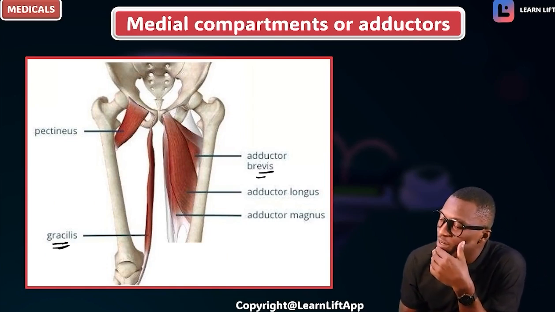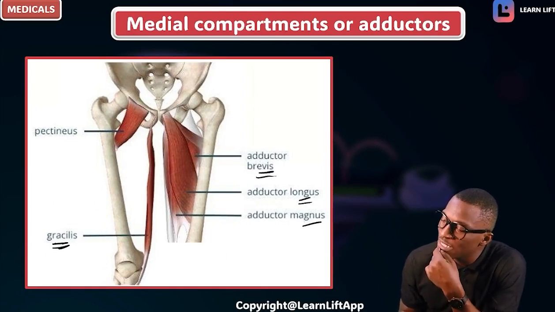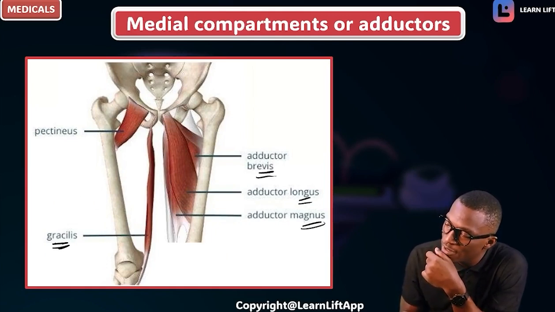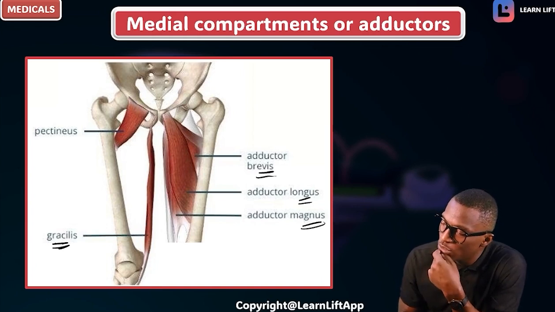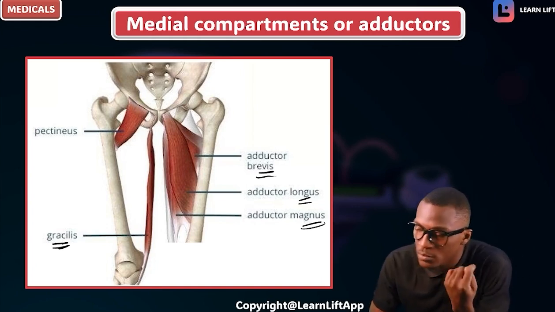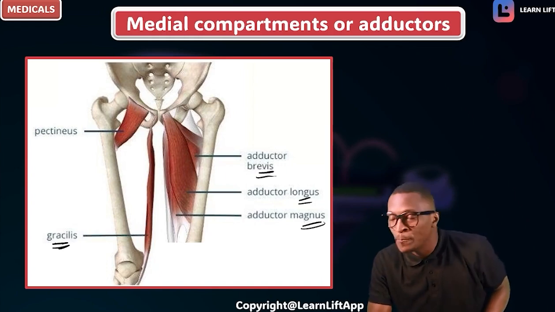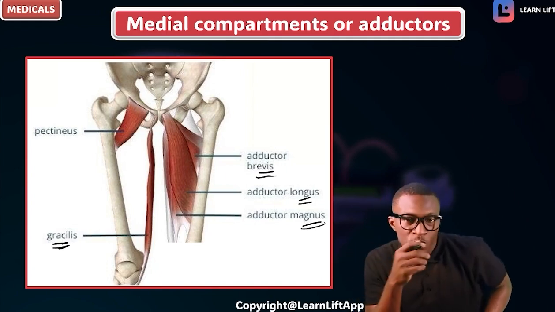This is the adductor brevis. That is the adductor longus. That is the adductor magnus. Can you see them? Brevis is very small. You can see the adductor longus and you can see the adductor magnus. Do you understand that? Now, these are the muscles of the medial compartment.